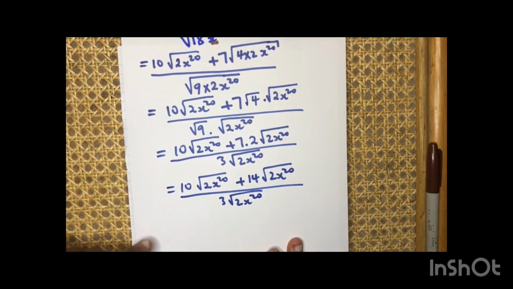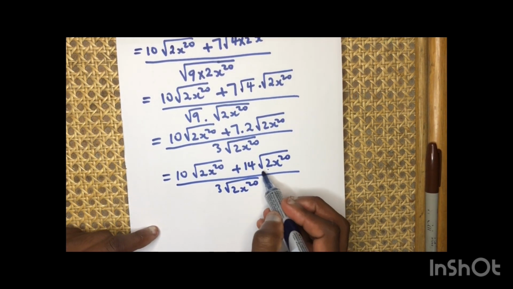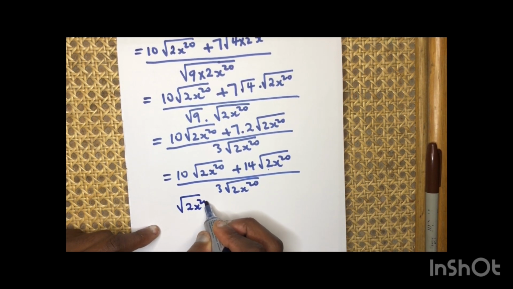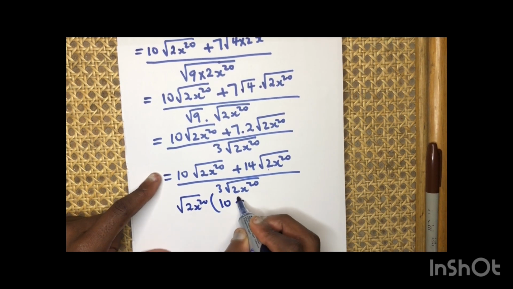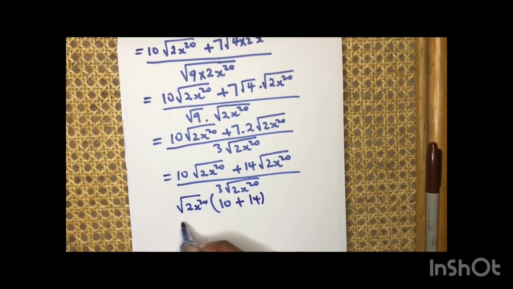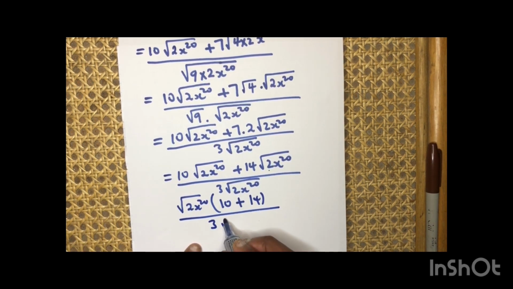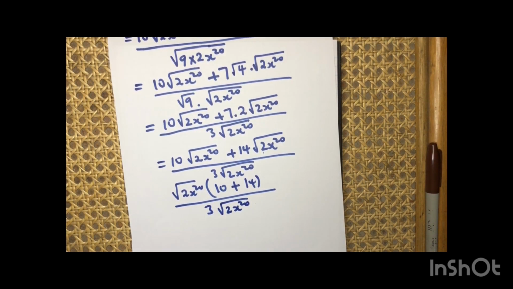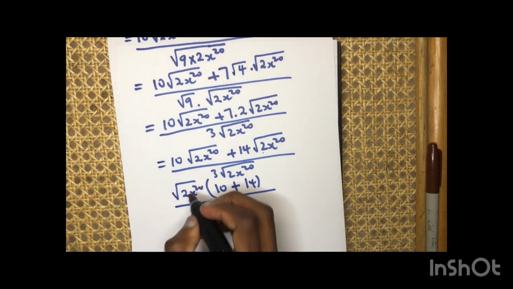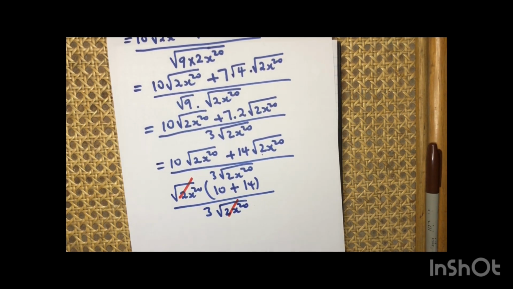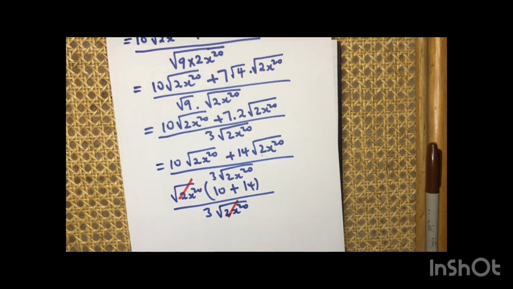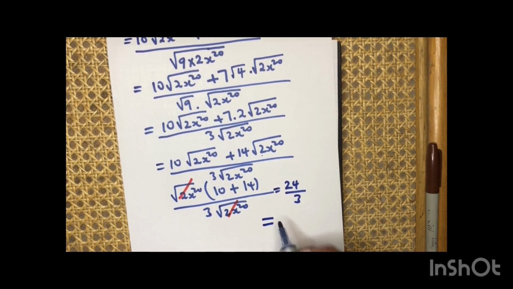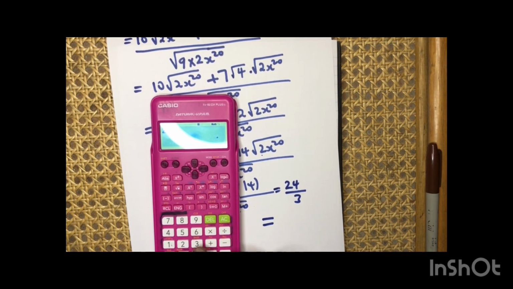So then we need to take out the common factor here. Now the common factor is root 2x to the power 20, so I'm going to take it out. So inside I have 10 plus 14 over 3. Now can you see that this one is going to cancel out with this root, guys? And then 10 plus 14 will give us what? 24 over 3. So the final answer here, guys, you are going to say 24 divided by 3.